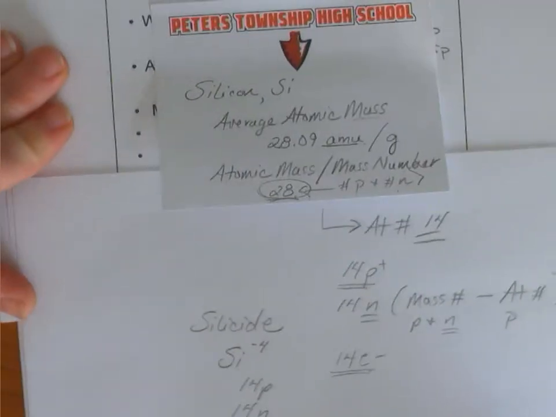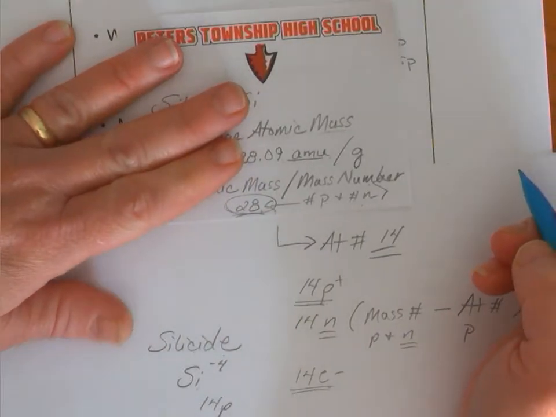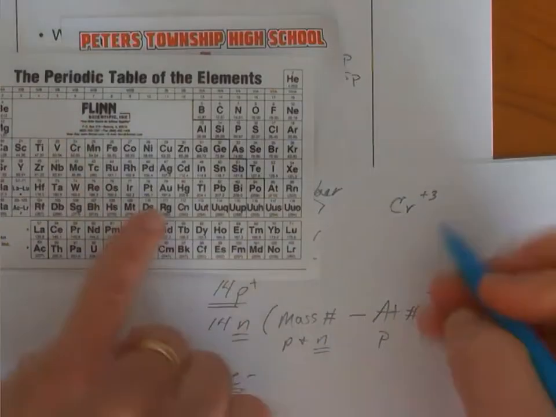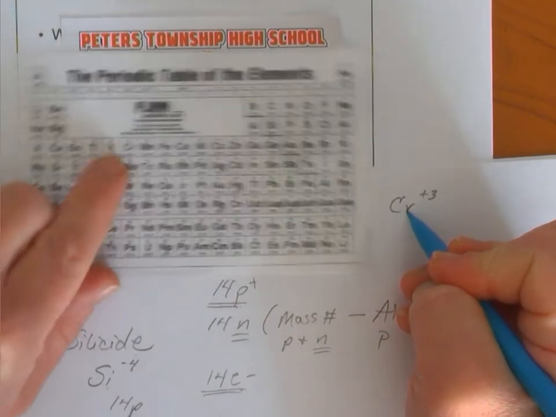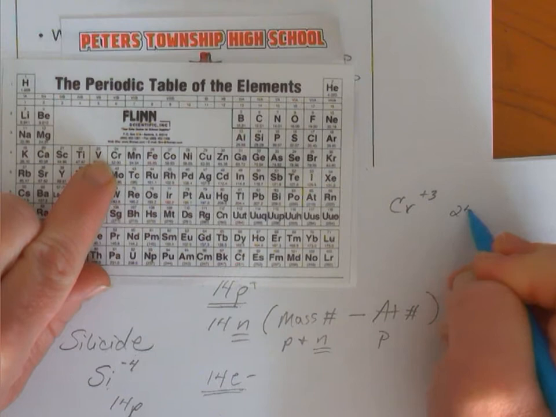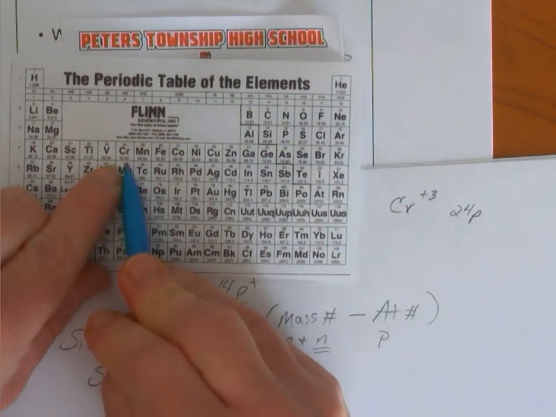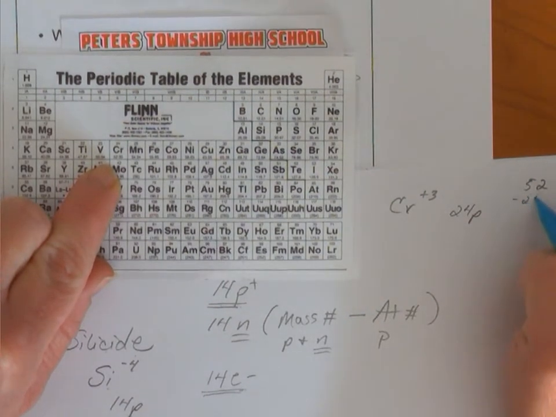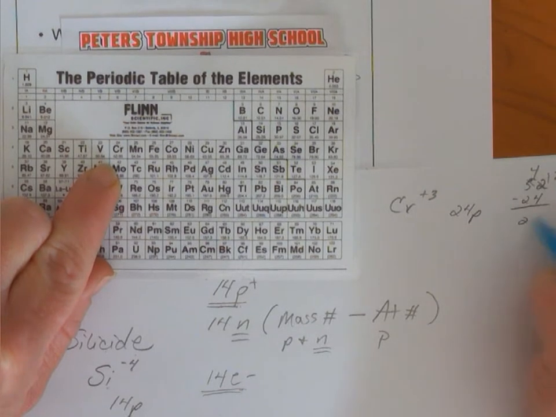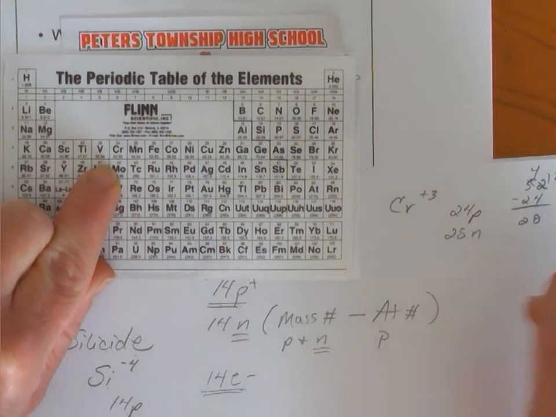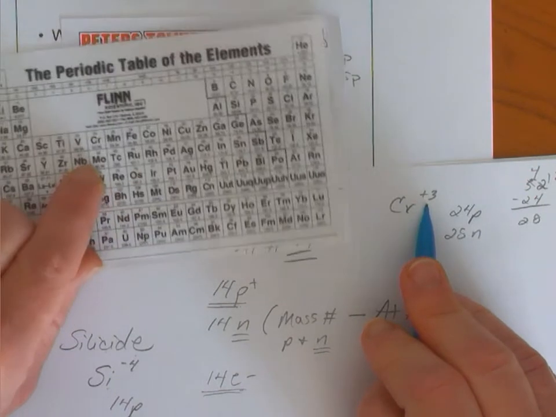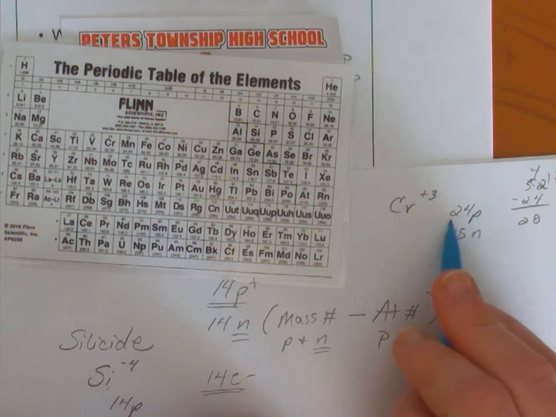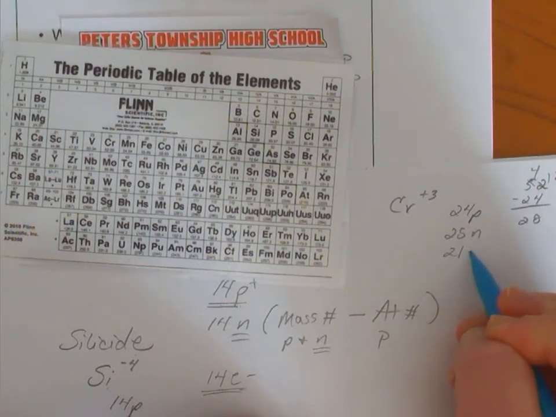Now, what if we would have a cation? So let's deal with chromium +3. How's that? All right. Now, to be chromium, we have to respect the atomic number to get the number of protons, which would be 24. Now, the mass number, I would round this to 52. That's my protons and neutrons. So subtracting 24, so 28 neutrons. Now, a positive ion is created because we lost electrons. We lost 3 electrons compared to the number of protons. So this would have 21 electrons.